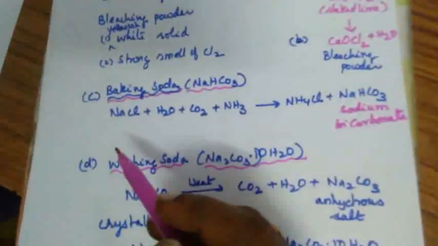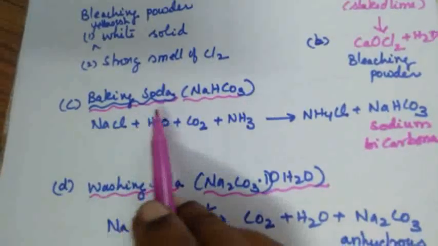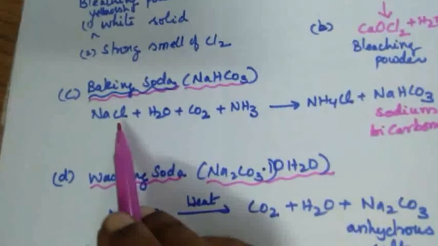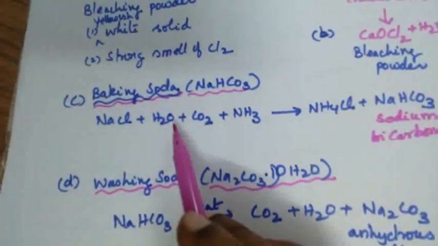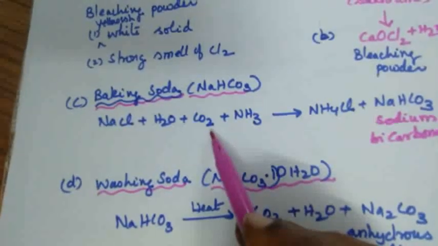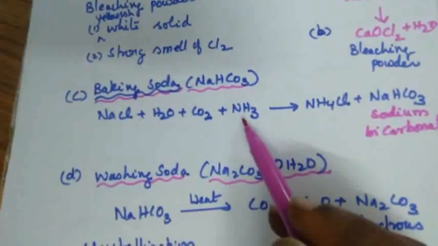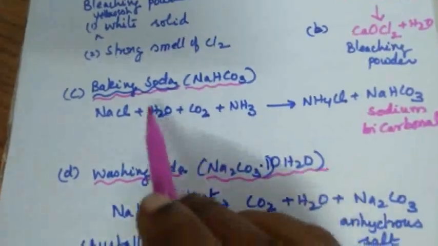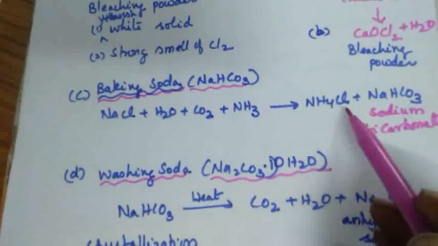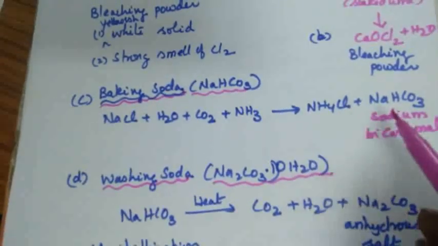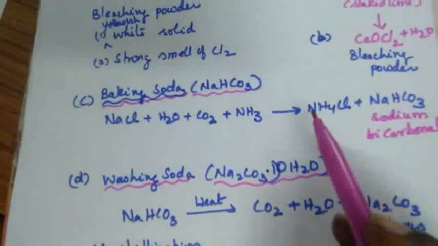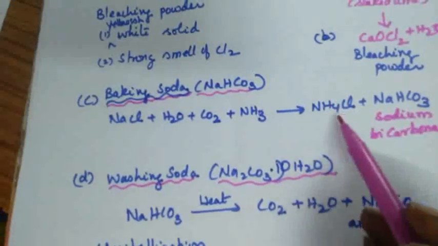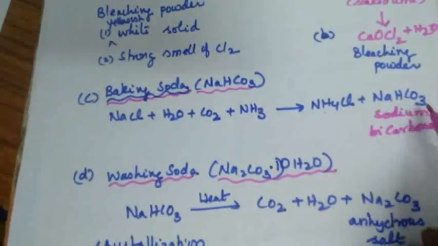Okay, third salt which we are going to prepare today is baking soda, that is sodium bicarbonate. Here we take again NaCl salt dissolved in water. To that we add carbon dioxide gas and we pass ammonia. We add ammonium hydroxide or we pass ammonia gas. Upon reaction it gives you ammonium chloride and sodium bicarbonate. See, this ammonia is added to take up this chlorine. So ammonium chloride is the byproduct and sodium bicarbonate is the product.